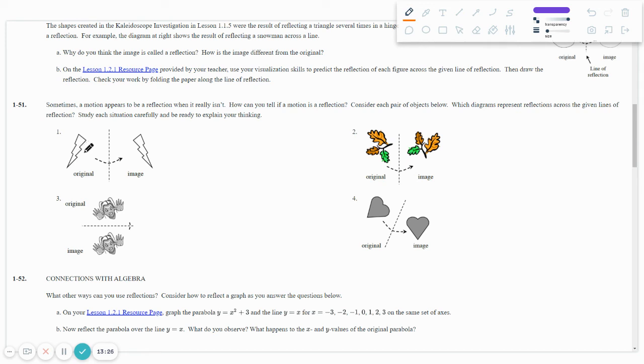Well, this lightning bolt is sort of going to the left, but if we look at the image that's after the reflection, it's now pointing to the right. I believe this is a reflection. I would say yes.